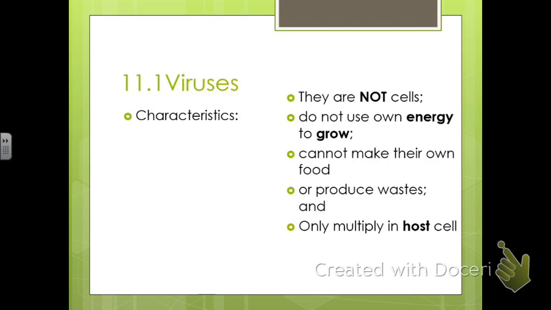So viruses, their characteristics, how you can describe them are, first of all, they're not considered cells because they don't use their own energy to grow. They cannot make their own food. They do not produce waste. And they can only reproduce when they're inside a host cell. So those are the things that would describe a virus.